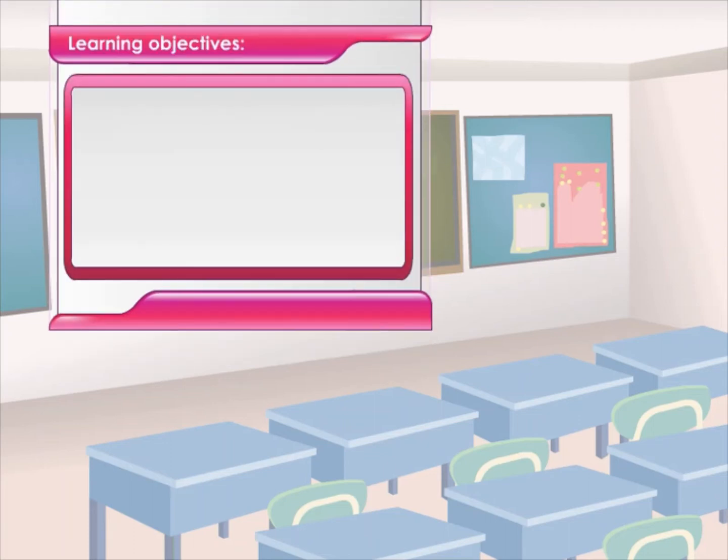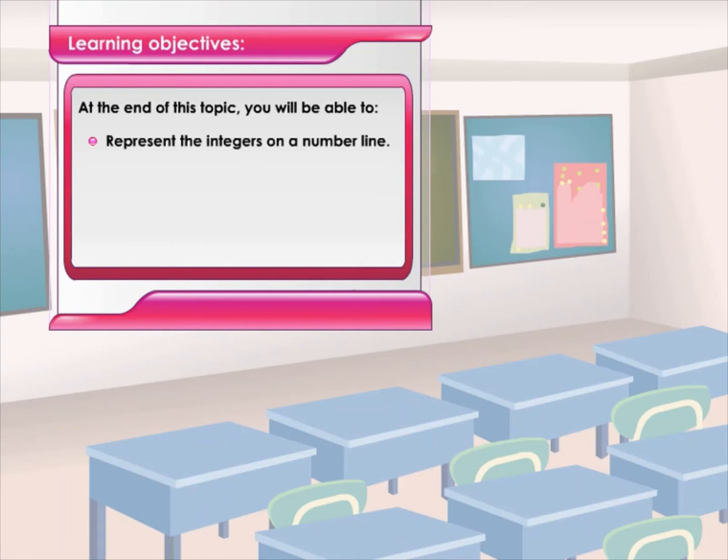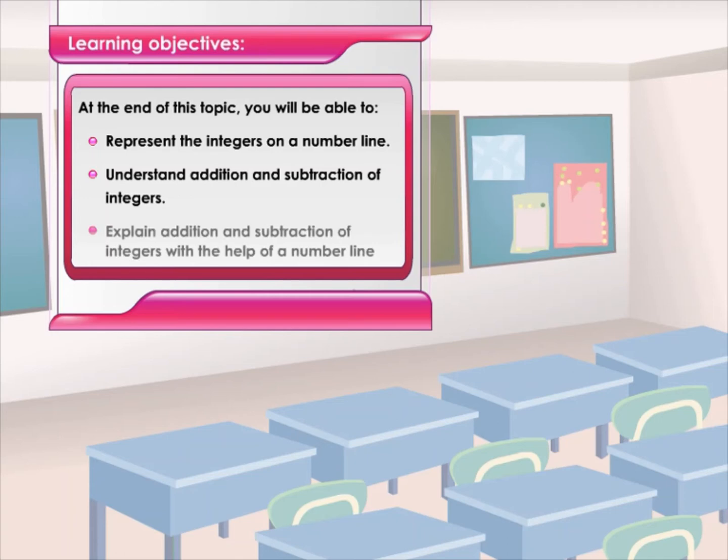Learning objectives. At the end of this topic, you will be able to represent the integers on a number line, understand addition and subtraction of integers, and explain addition and subtraction of integers with the help of a number line.